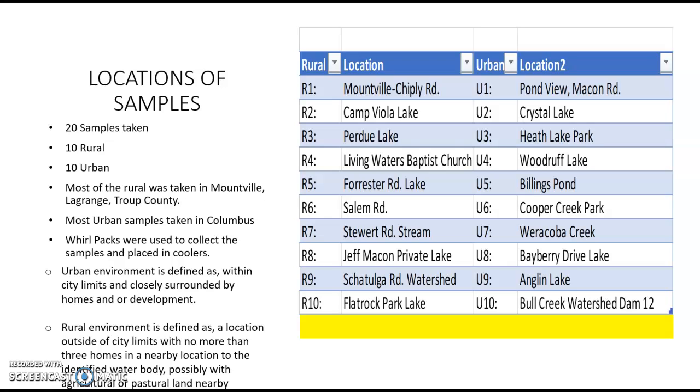For urban water, it was taken within the city. I used Whirlpacks to collect these samples and place those in coolers separated by their definition, and I defined an urban environment as within the city limits and closely surrounded by homes for development, and a rural environment is defined as a location outside of city limits with no more than 3 homes in a nearby location to the identified water body. Also, possibly with agricultural or pastoral land nearby.